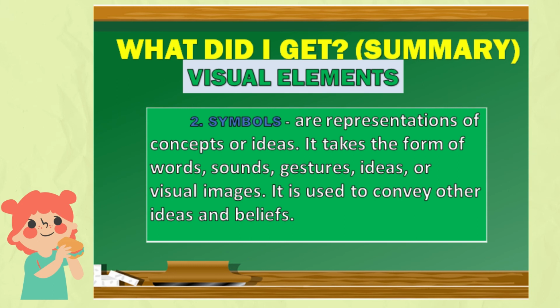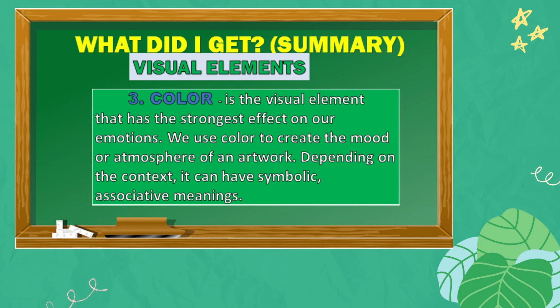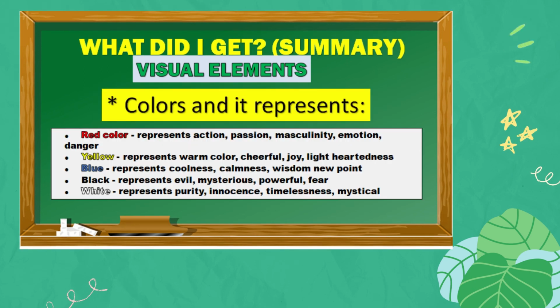And another visual element, we have symbols. Symbols are representations of concepts or ideas. They take the form of words, sounds, gestures, ideas, or visual images. They are used to convey other ideas and beliefs. And the third visual element, we have color. It is the visual element that has the strongest effect on our emotions. We use color to create the mood or atmosphere of an artwork. Depending on the context, it can have symbolic, associative meanings. And colors have their own representation.